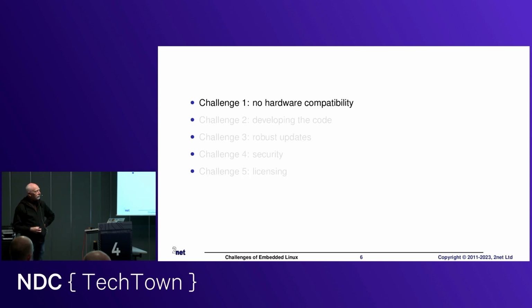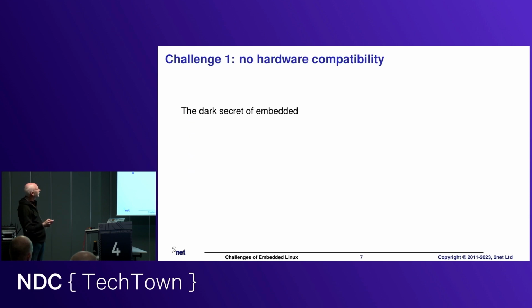Okay, so I have 5 challenges, which I've selected more or less at random, and I'm going to go through them one by one. Okay, challenge number 1, hardware compatibility. The big dark secret of embedded.